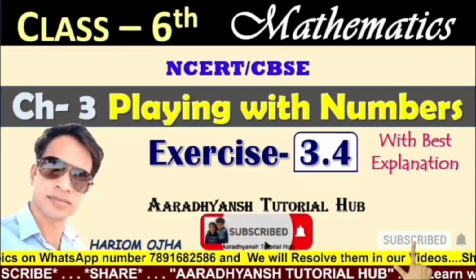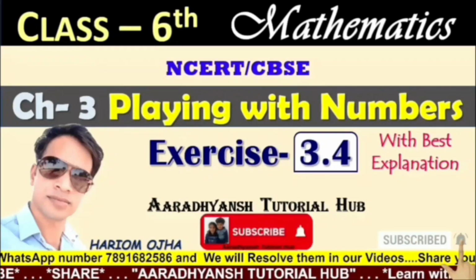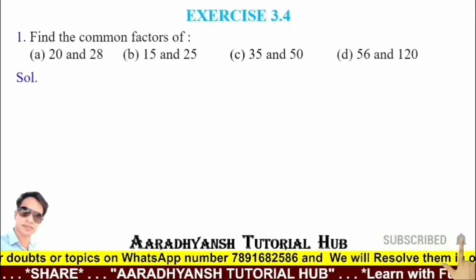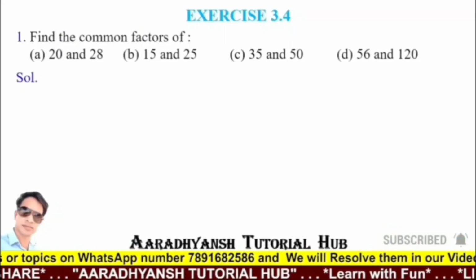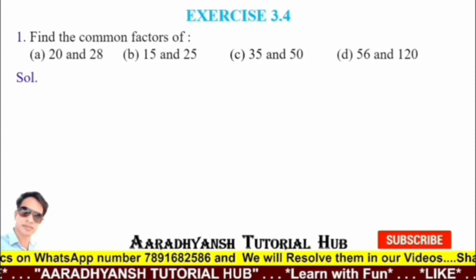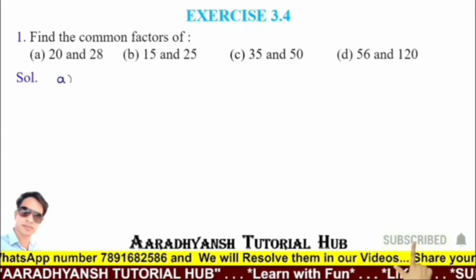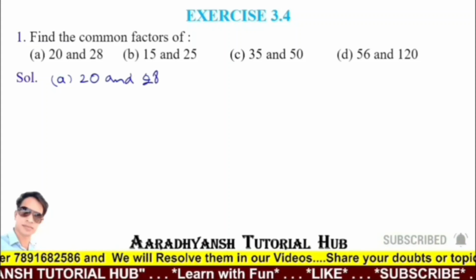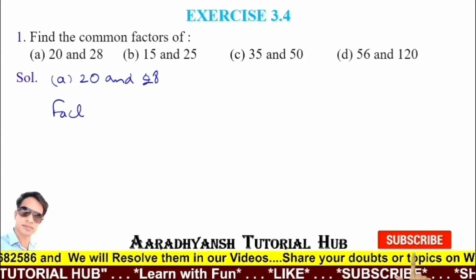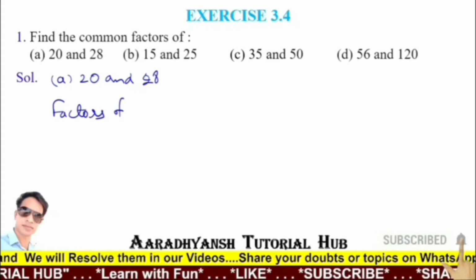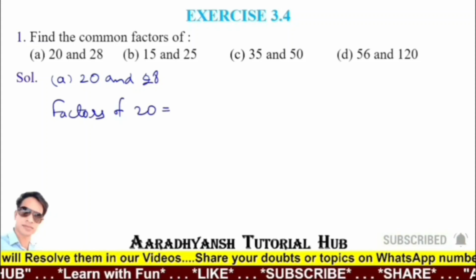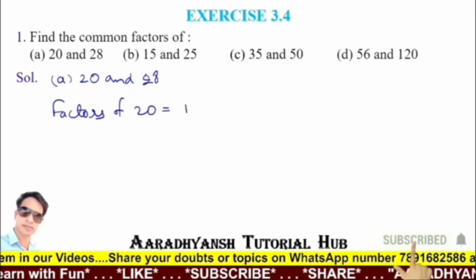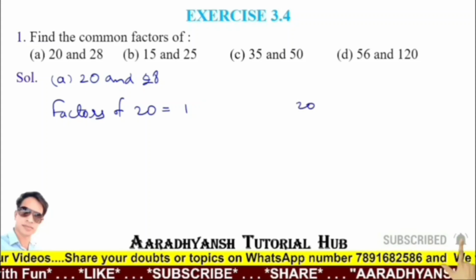Students, in this video you are going to watch the complete solution with best explanation for the exercise 3.4. So let's begin. The first question is find the common factors of 20 and 28. So just find factors of 20. Okay students, and the factors of 20 are 1 and 20.